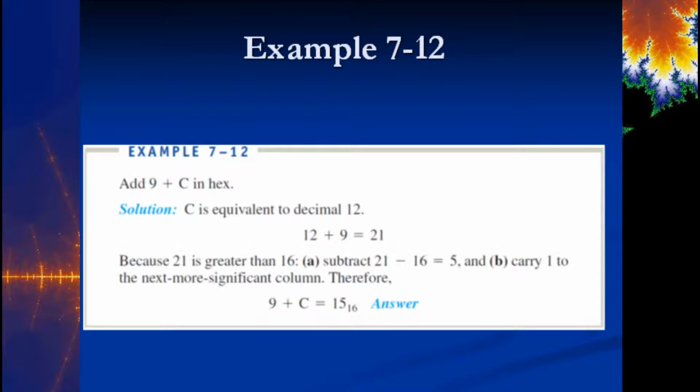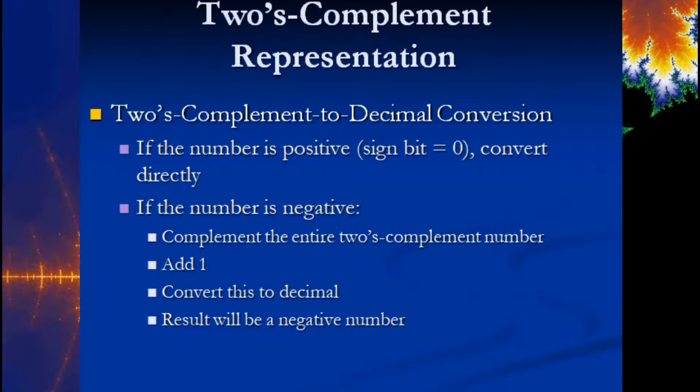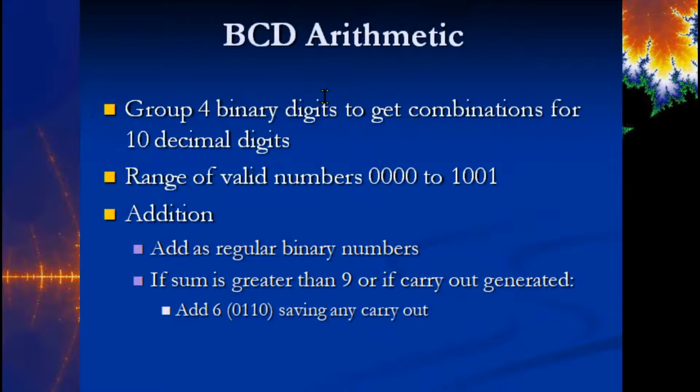I'm more concerned that you understand how the binary works, because that's what is going on in your PC, your processor, okay? There's also BCD arithmetic. The easiest way to do that is just convert them into decimal and do the math, okay? So I'm not going to make you do the BCD arithmetic either, okay?